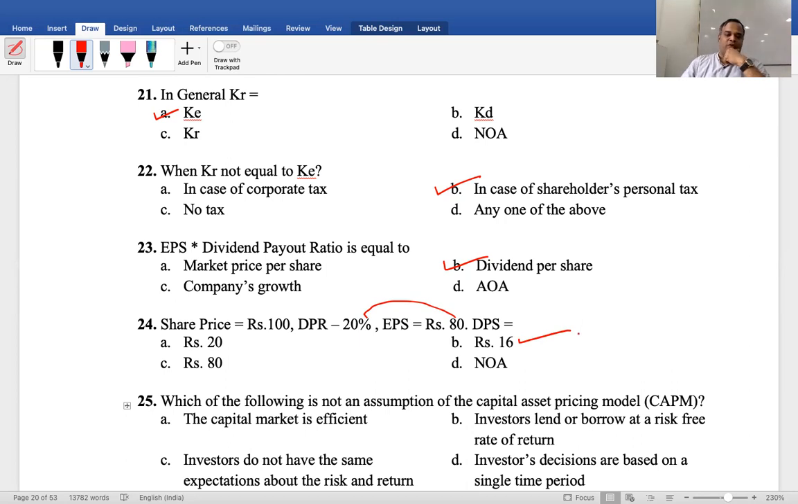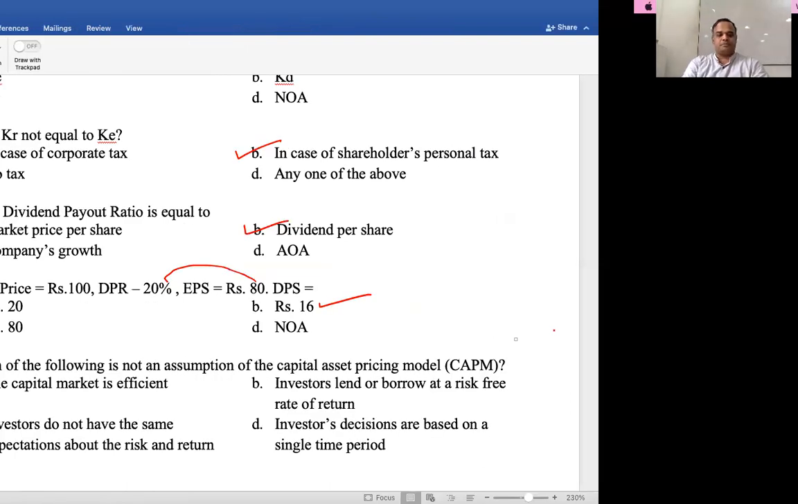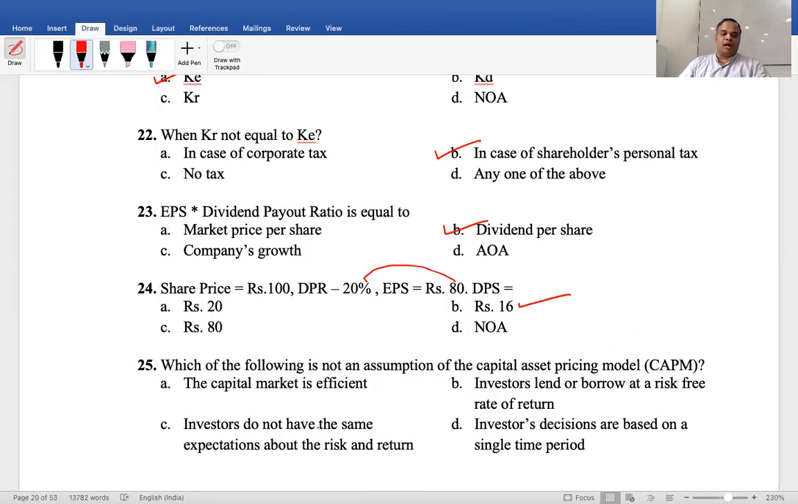Which of the following is not an assumption of the capital asset pricing model, CAPM? A, the capital market is efficient. B, investors lend or borrow at the risk-free rate of return. C, investors do not have the same expectation about risk and return. And D, investor decisions are based on a single time period. So which one is incorrect? Not an assumption. Clear? So what is not an assumption? Investors do not have the same expectation is not correct. Everybody having the same expectation, that's the assumption in CAPM.